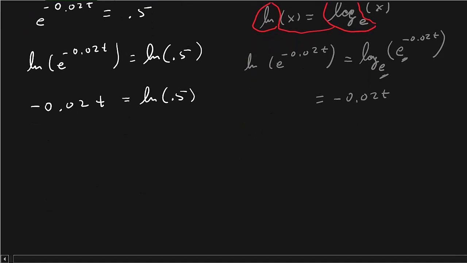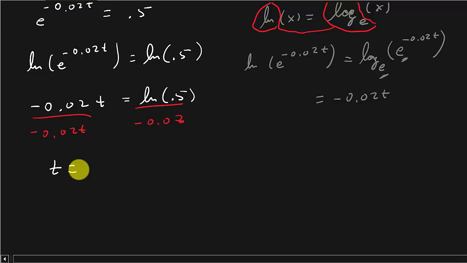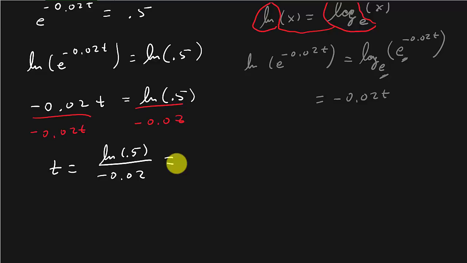And so now we will divide both sides by negative 0.02. And so we will get t is equal to the natural log of 0.5 divided by negative 0.02, and then you have to punch this in. Well, if you wanted to, you could leave it like that. That's an exact answer. If you're in my class where you don't get to use a calculator, you'd leave your answer like that.